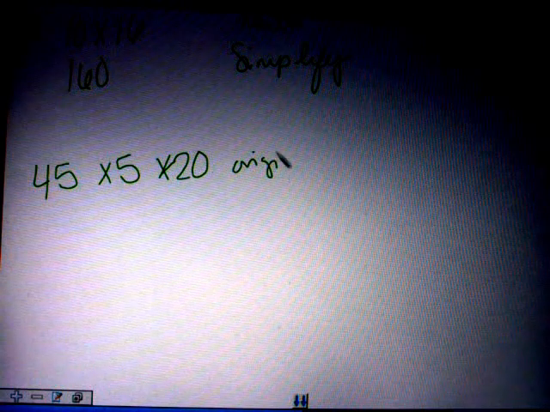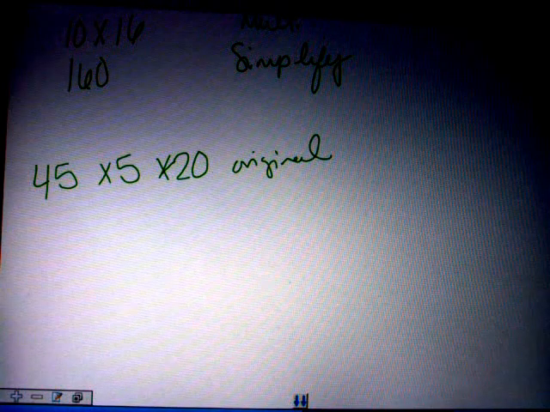So let's do another one. Brenda ran 45 minutes a day, 5 days a week for 20 weeks. Use the properties of multiplication to find the total number of minutes she ran. So the original problem is 45 times 5 times 20.